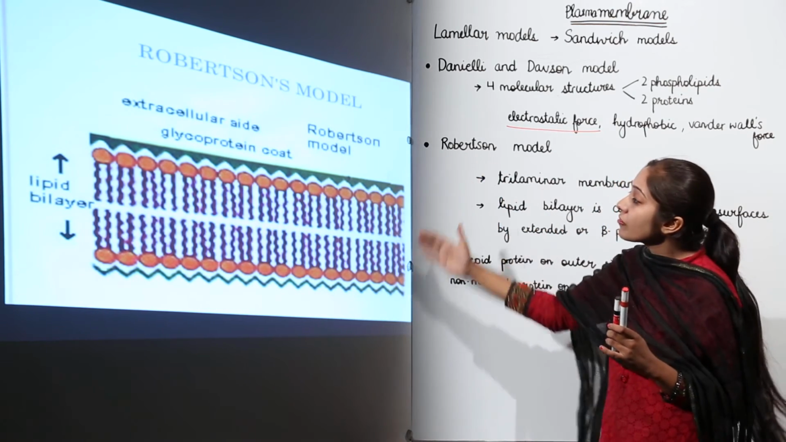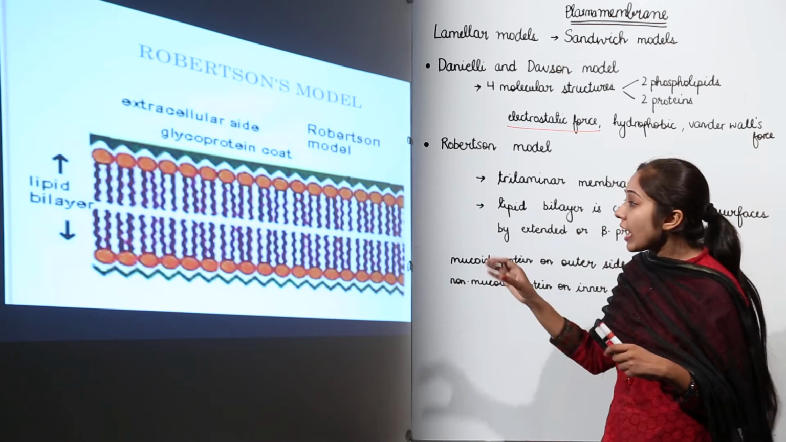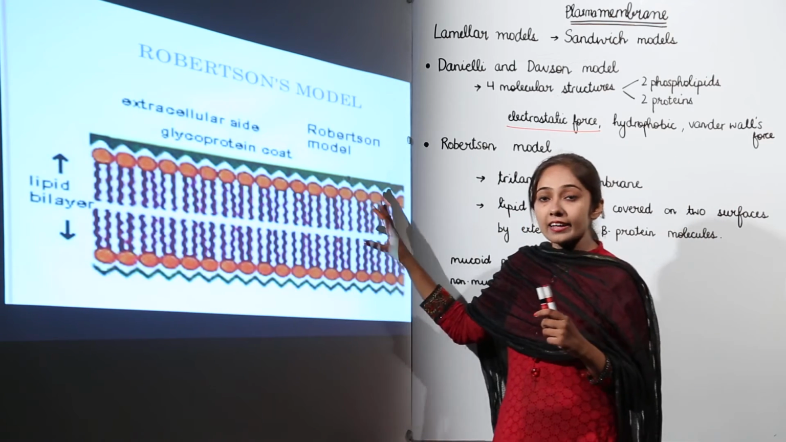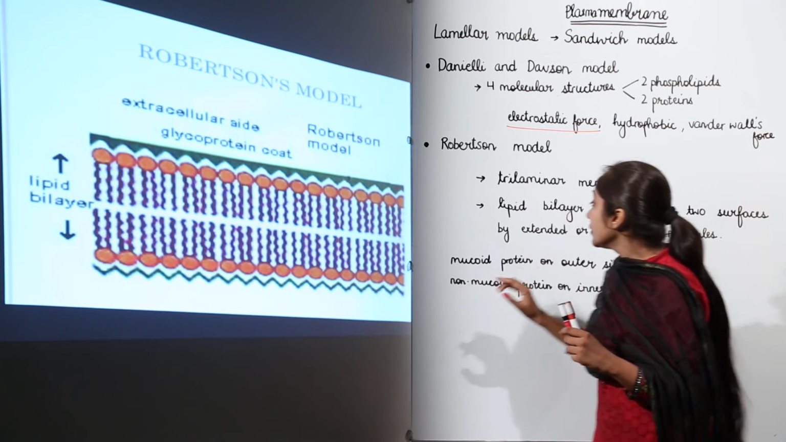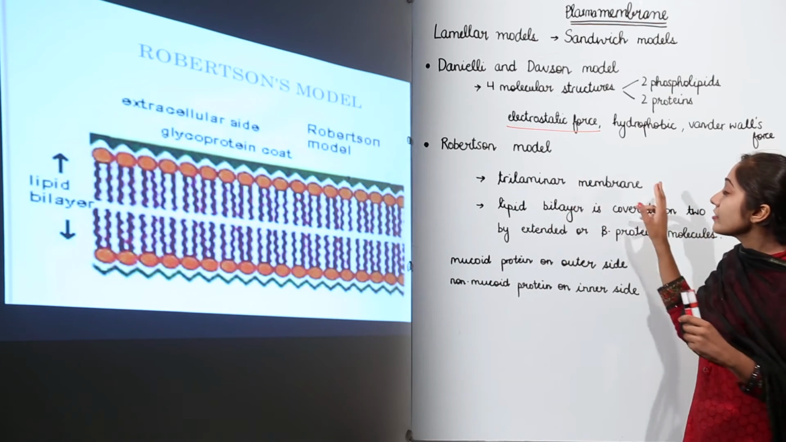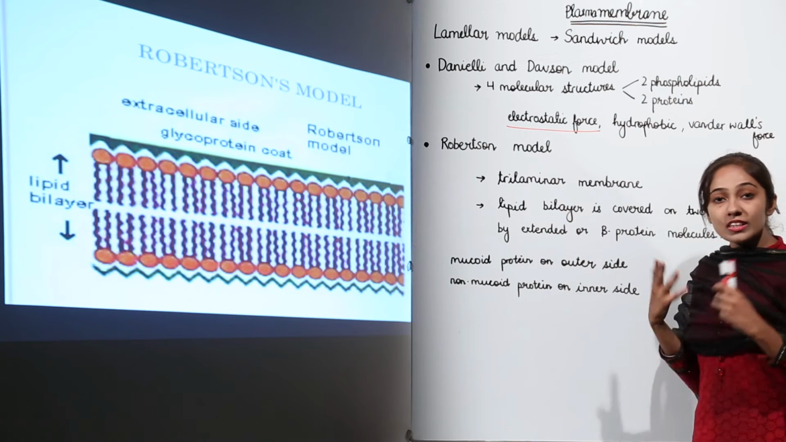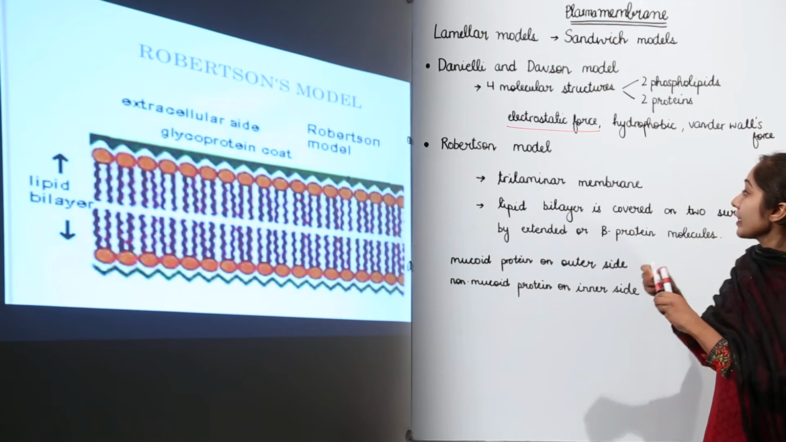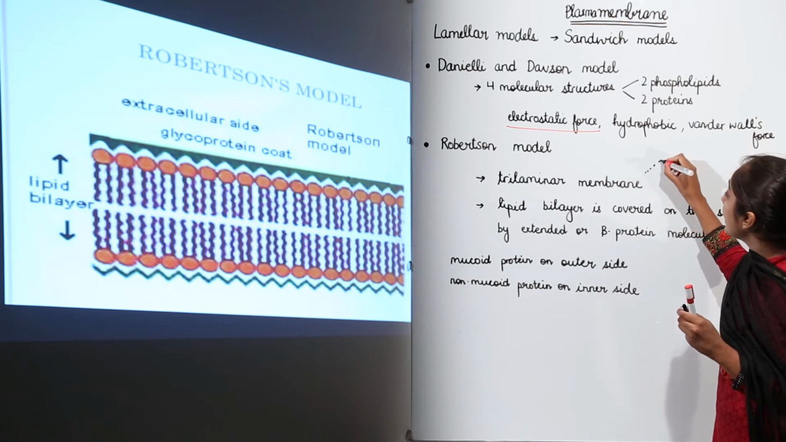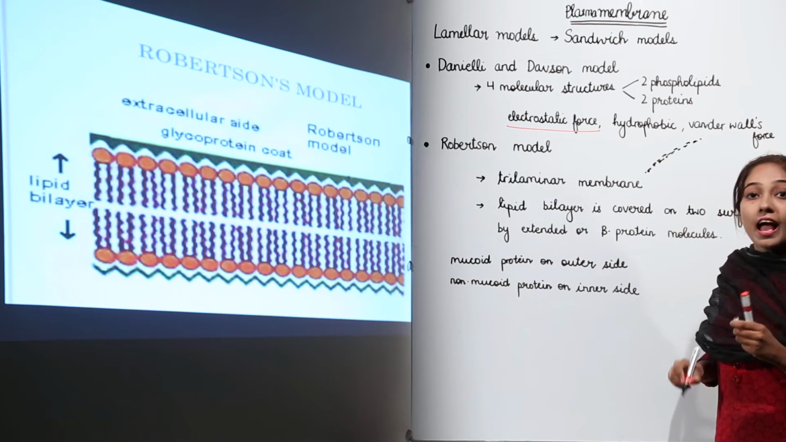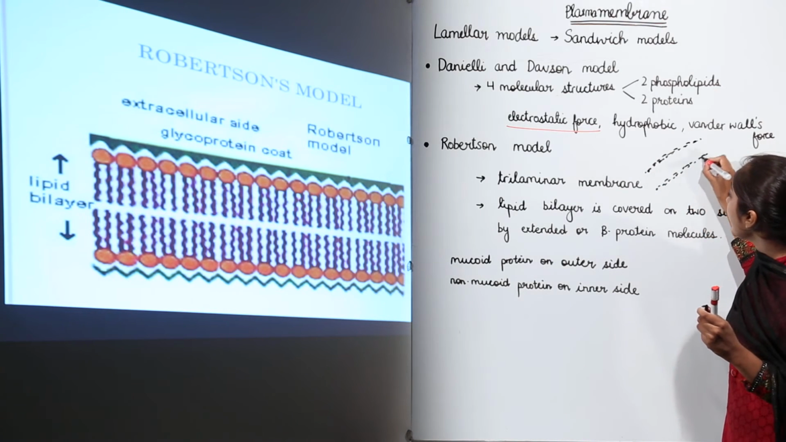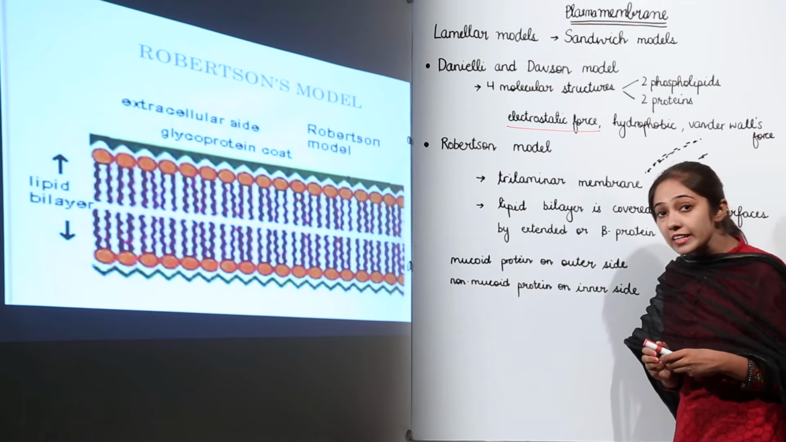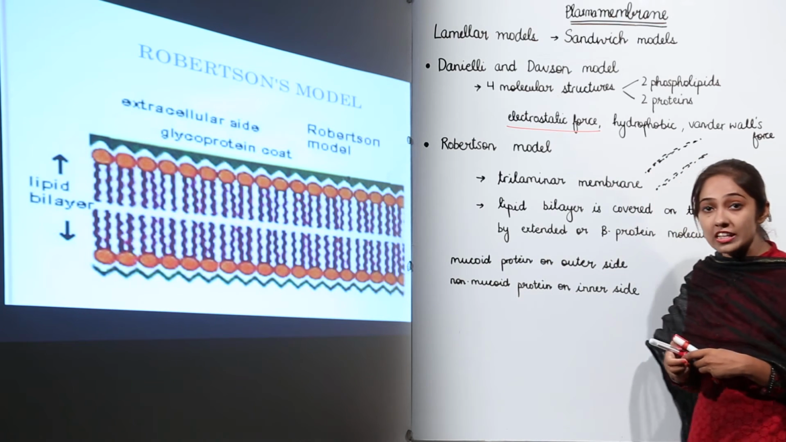It is also a form of sandwich model, where the phospholipid bilayer is sandwiched between the protein layers. He said that there is a trilaminar membrane. How is this a trilaminar membrane? We have an outer electron dense layer and an inner electron dense layer, and between them we have a transparent layer.